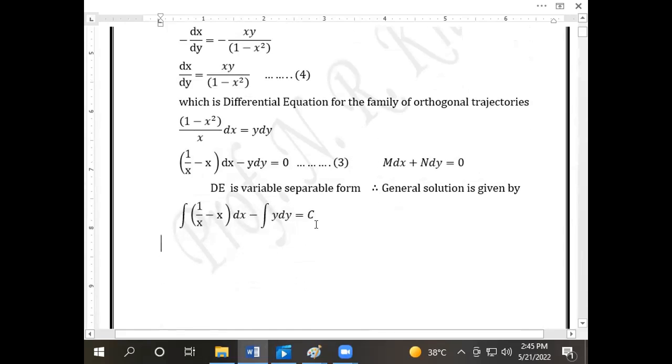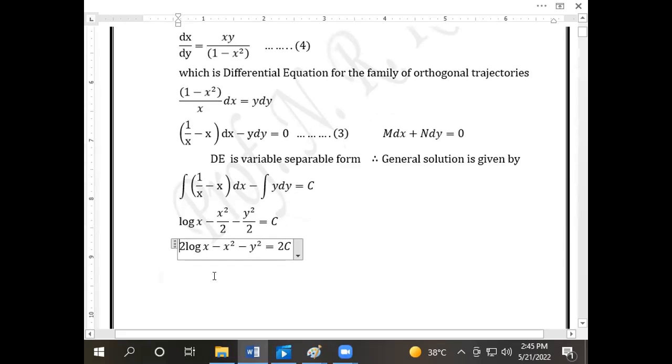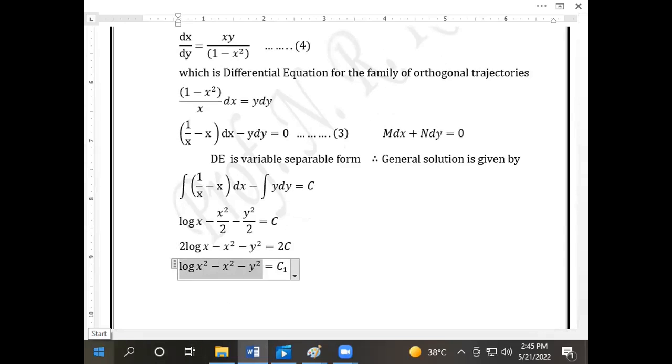The integration of 1/x is log x, the integration of x is x squared upon 2, and the integration of y is y squared upon 2. Multiplying this solution by 2, we get 2 log x minus x squared minus y squared equal to 2c. According to the power rule of logarithm, log of x squared minus x squared minus y squared equal to c1 is the solution of your differential equation.